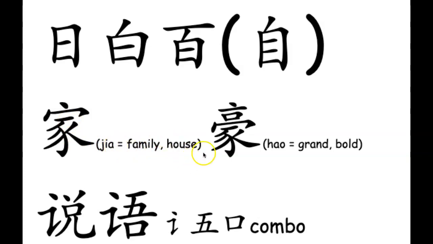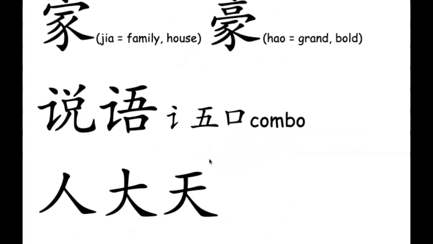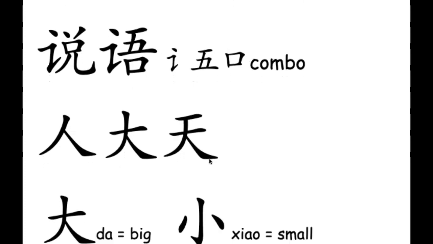Now look at how they put this line and this box in between, and jia becomes hao, which means grand or bold. So it's even better to have this line here and a box there, and then jia becomes hao, and it means grand or bold. But those are kind of complicated characters. Let's go back to some simpler ones.